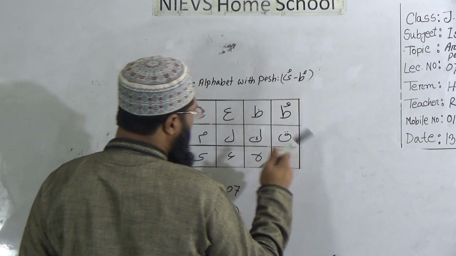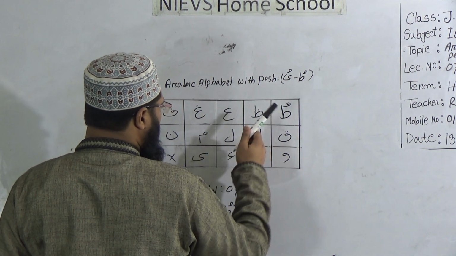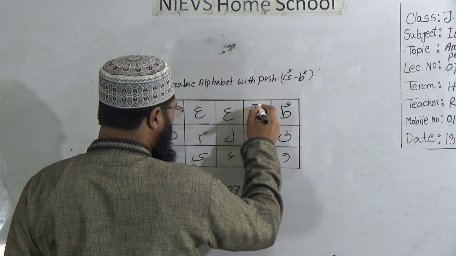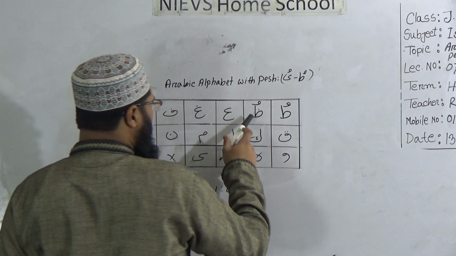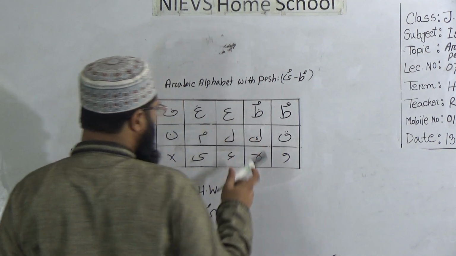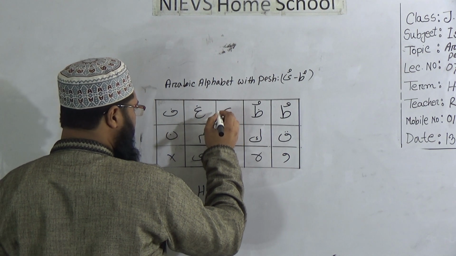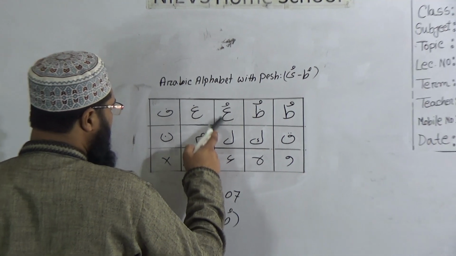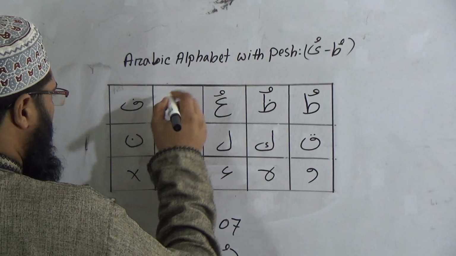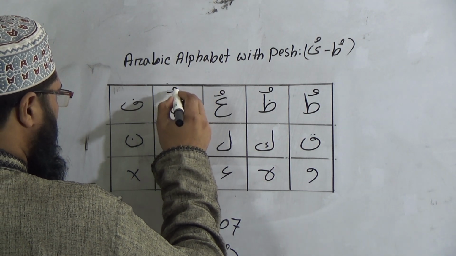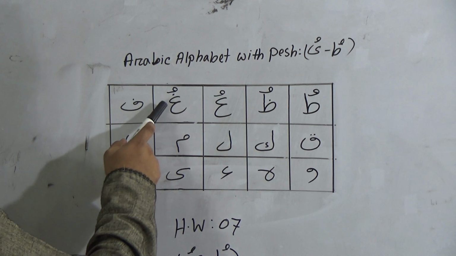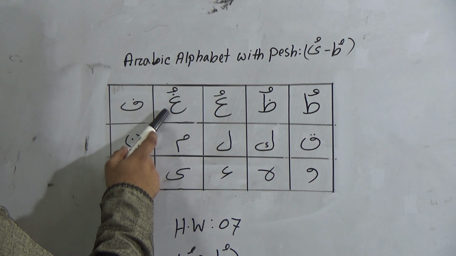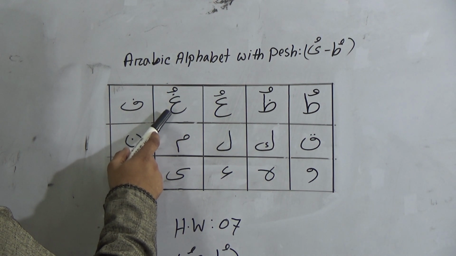And now we have to pronounce this one Ta Pesh Tu, and then this is Dha, and I'm giving Pesh over the Dha. Now we have to pronounce this one Dha Pesh Dhu, very softly. Now I'm giving Pesh over the Ain, and you have to pronounce this one Ain Pesh U. Now this one is Ghain, and I'm giving Pesh over the Ghain, and we have to pronounce this one Ghain Pesh Gu. My dear student, this one is Ghain, not Gain. You have to pronounce this one Ghain.